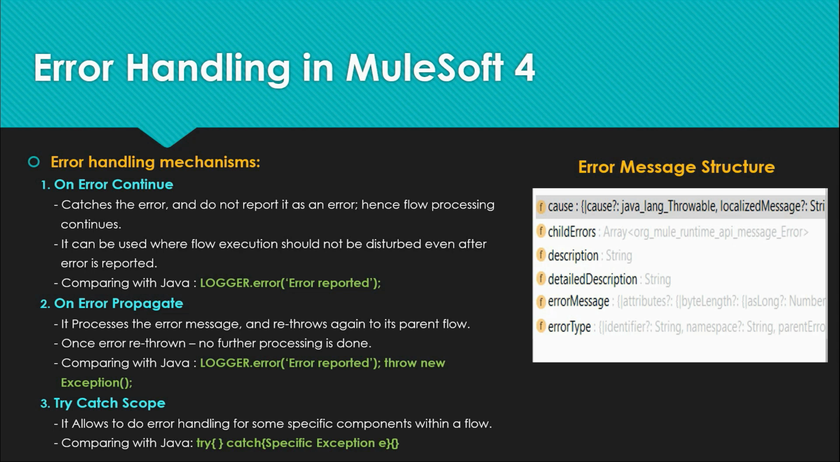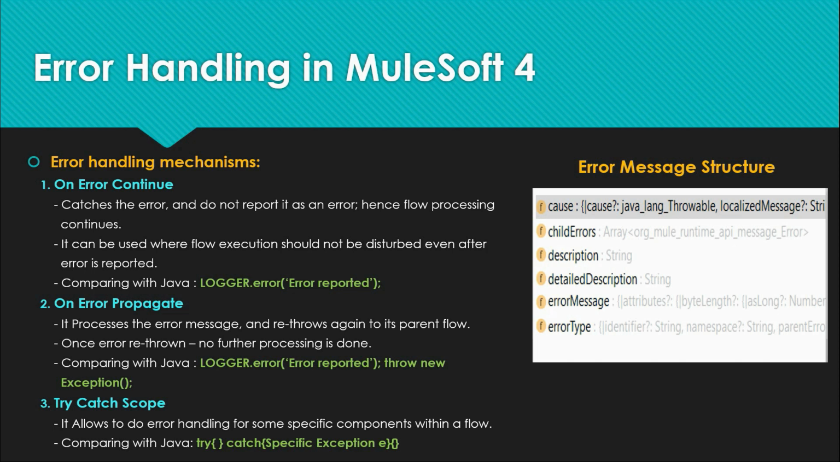Alright, first of all, we'll see what the different ways of handling errors in Mule 4 are. Well, there are mainly three handling mechanisms. First one is on error continue. Here it catches the error and does not report it as an error. Thus, the processing of the flow continues even after the error has been reported. This error handler can be used in flows where you don't want to disturb the flow processing even after the error has occurred. Comparing this with Java, it's simply like logging an error.